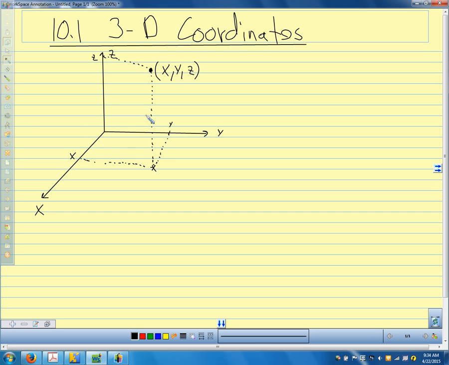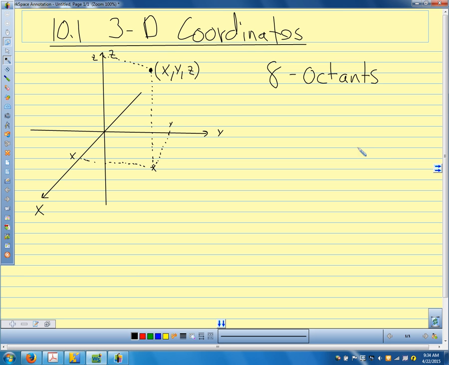For the coordinate axes, we now have instead of just an x and a y, an x and a y and a z. We could extend this so we get the negative y-axis there, the negative x-axis there, and the negative z-axis there. This divides space into 8 octants. Instead of 4 quadrants, we have 8 octants.